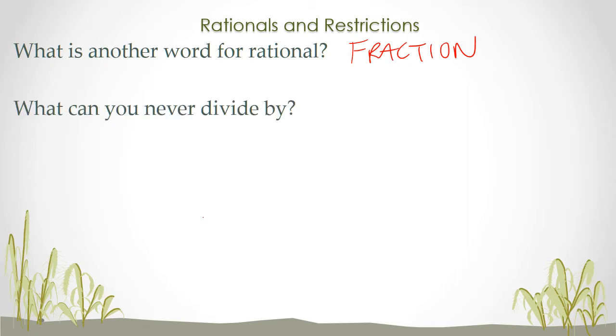What can you never divide by? There's definitely a number that your calculator will always spit back an error for. Does anybody know what that number is? It rhymes with the word hero and starts with a Z. Hopefully that's a good enough hint for you. You can never divide by 0. If you divide by 0, it will give you an error. It's impossible. So what you can never divide by is 0.